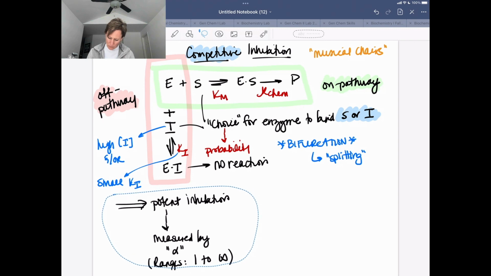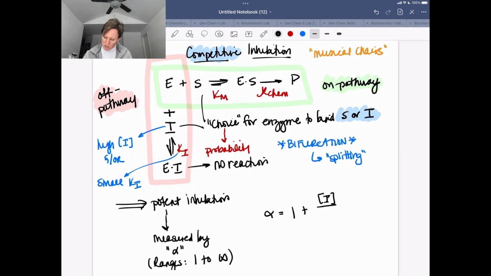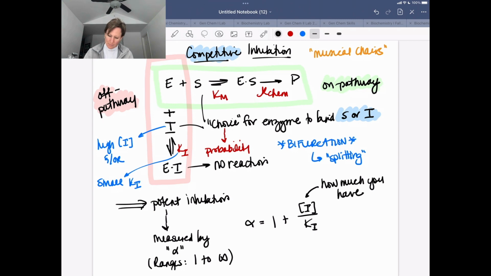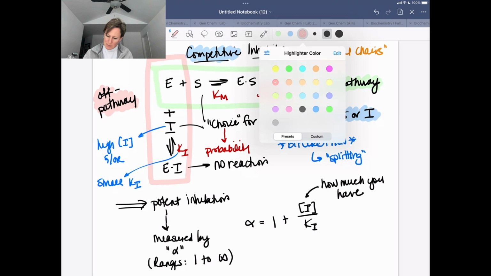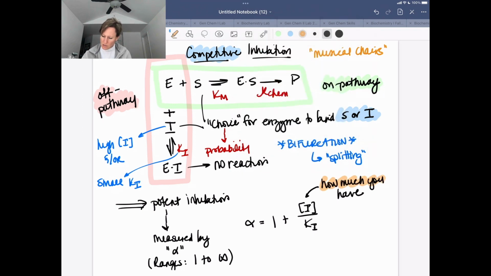All right, so here's the equation that you want to think about for alpha, okay? So alpha is going to be equal to 1 plus the inhibitor concentration over the Ki value, okay? So again, this inhibitor concentration reflects how much inhibitor you have, and I'll use some highlighting here just to show where these pieces are, right? So how much you have, that's represented over here. If we have a high concentration of inhibitor, we're going to be pretty potent.